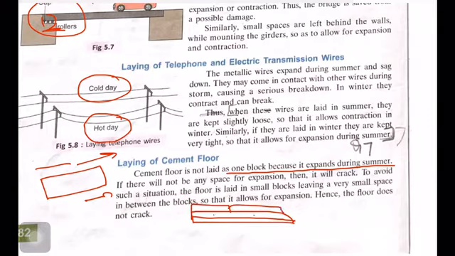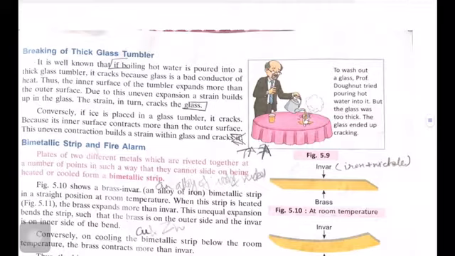We keep on laying this so that the gap will be there between the different layers, which will help them to bear the different expansion and contraction due to the heat. Now the question comes, why the tumblers break when we pour very hot tea or water inside?